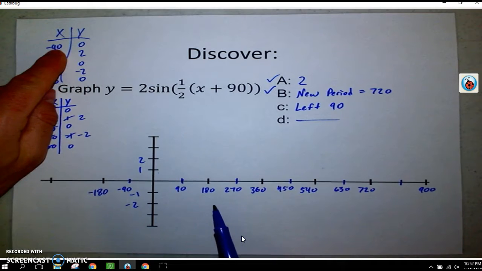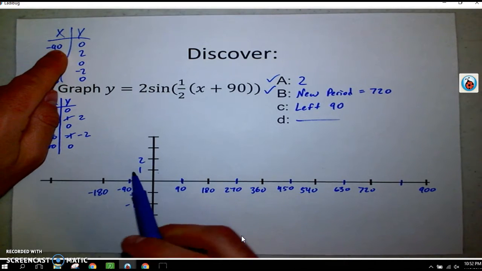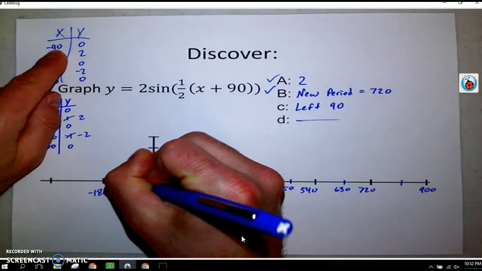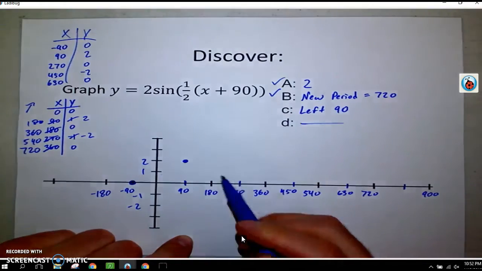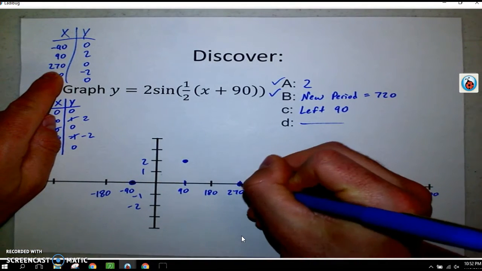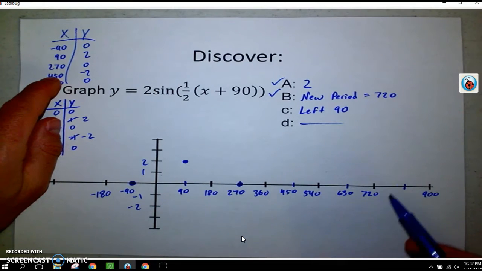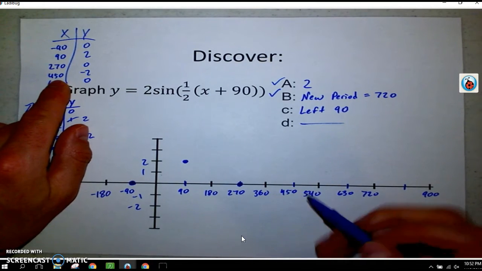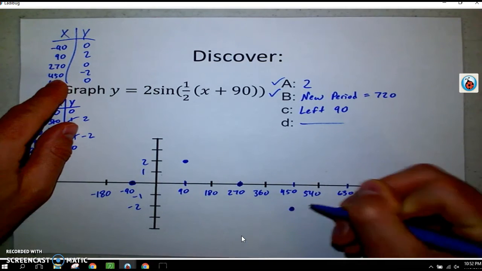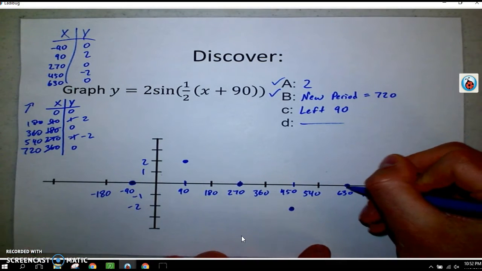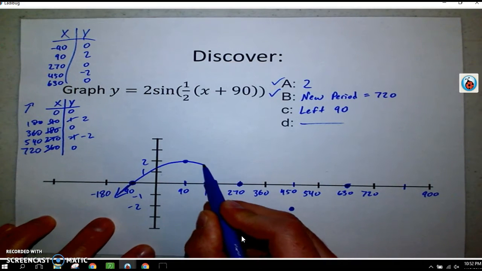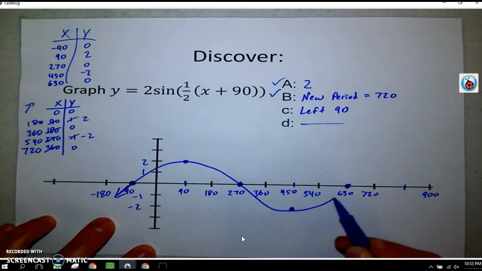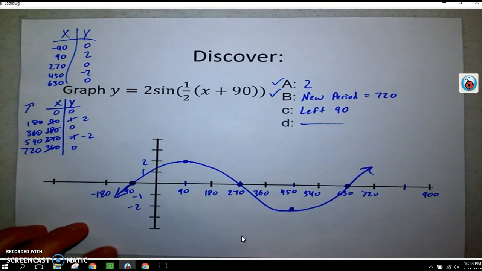Now I can just take all of these values from my coordinate table and put them where they go. So negative 90 comma 0 is my first point. And then at 90, I am at positive 2. 270, back down to 0. And so you'll notice it is the same shape again for sine. 450, down to negative 2. And 630, back up to 0. All right. End your graph with arrows on both sides.